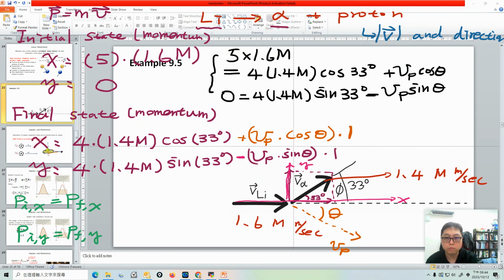Okay, finally we got Vp cosine theta equal to, okay, calculator. Don't forget your calculator. I forgot my calculator. Sorry. Okay, calculator. Let me see. 1.6 by 1.4 times 4 times cosine 33. Okay, it's 3.30, and its unit is mega.